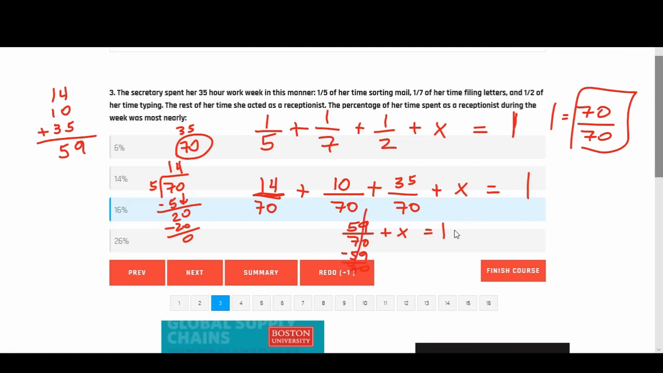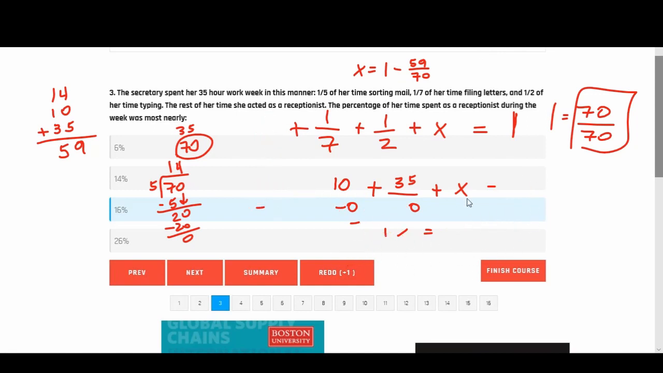This crosses out, and as I said, I'm subtracting that from both sides. We're left with x equals 1 minus 59 over 70. And I'm going to go ahead and erase some of this because I didn't anticipate these fractions being this difficult, but just bear with me here. Sometimes you get in the fractions and they just become very messy, so let's go ahead and make some more room.